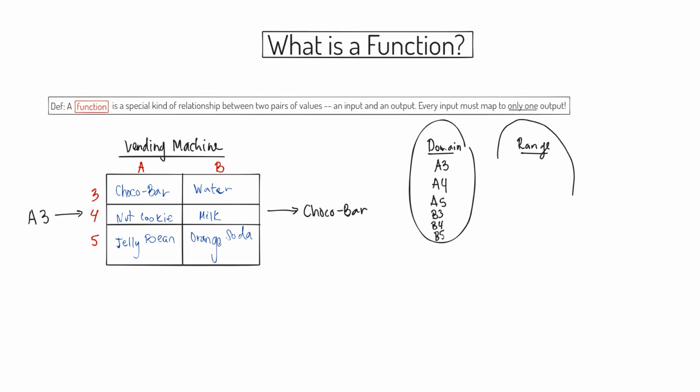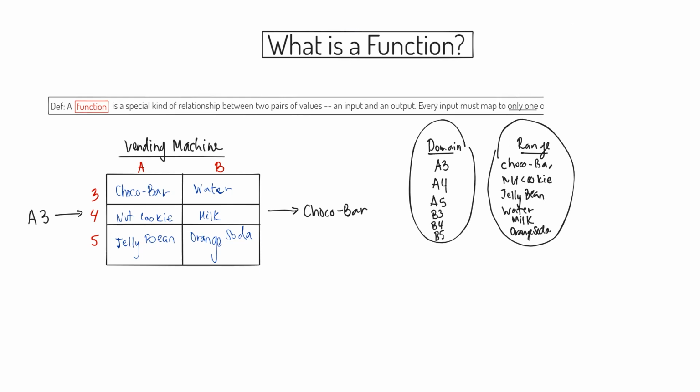As for my range, what is the output I would get? Well, I would get out a choco bar or a nut cookie, sorry for the bad handwriting, or a jelly bean, or water, or milk, or last but not least, orange soda.